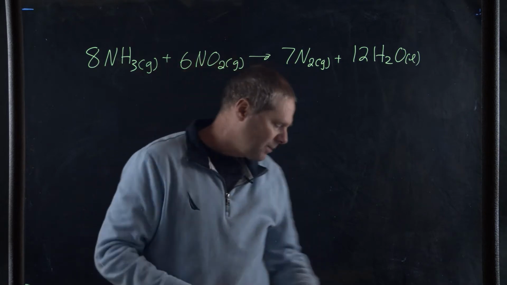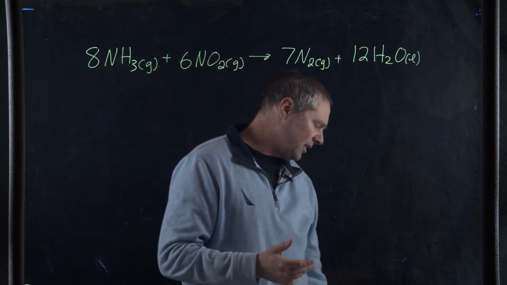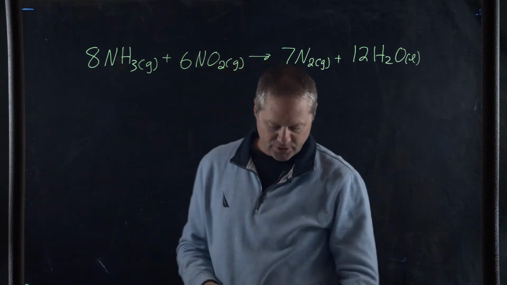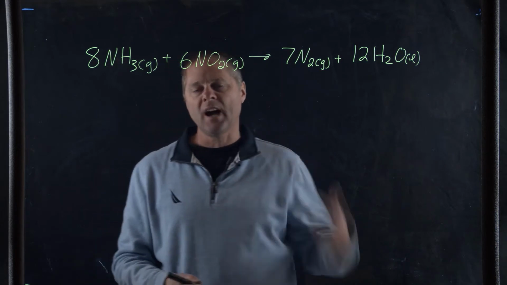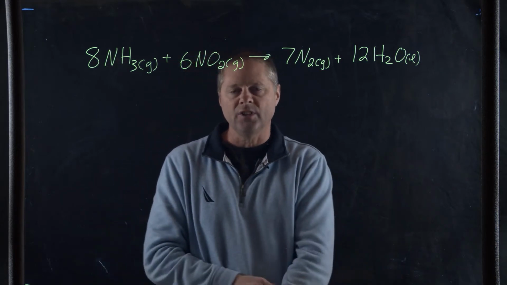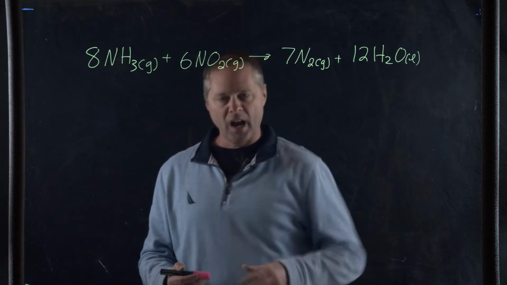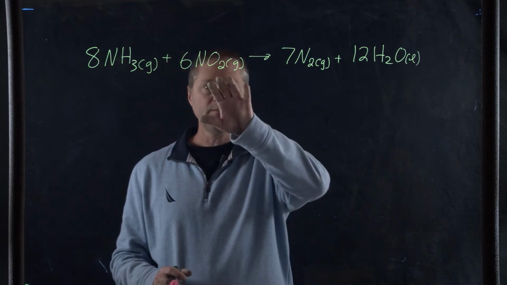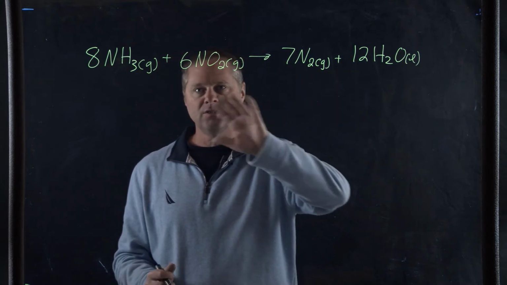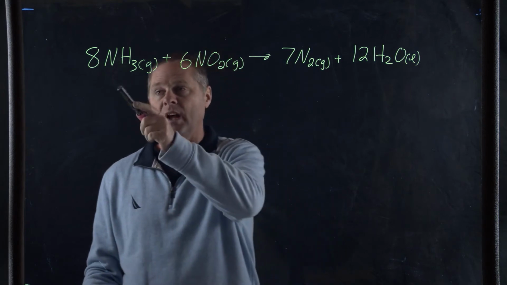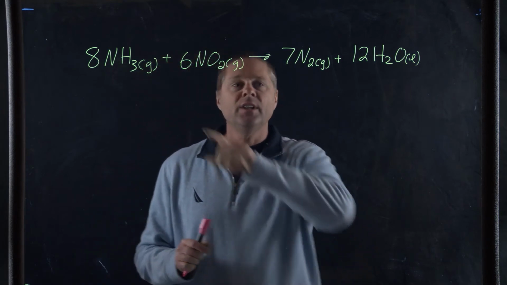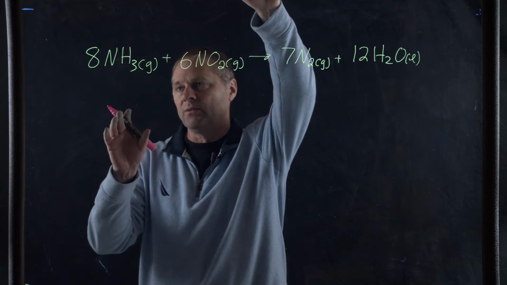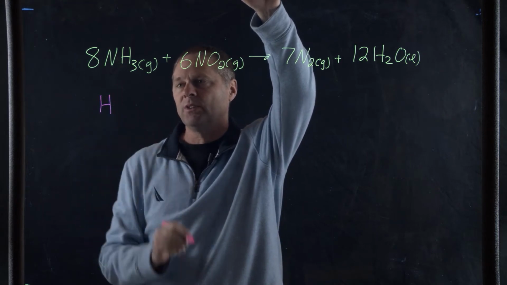In this problem, we want to identify the oxidizing agent and the reducing agent in each of the following reactions, and explain your answer. Remember, what is being oxidized is the reducing agent, and what is being reduced is the oxidizing agent. In this case, we're not going to be looking at the oxygen. We want to deal with the nitrogen and the hydrogen. Let's look at the hydrogen first.